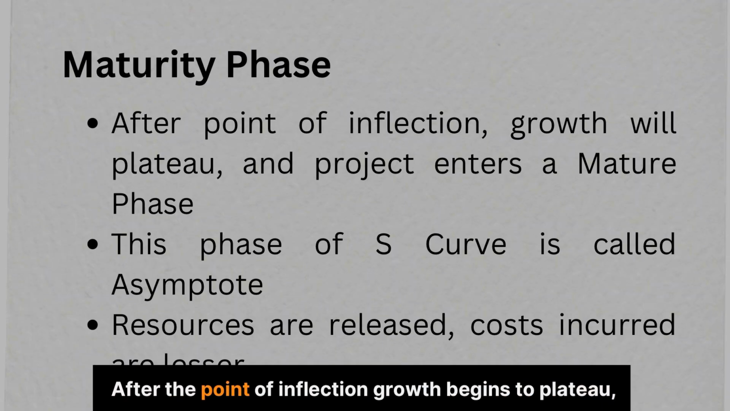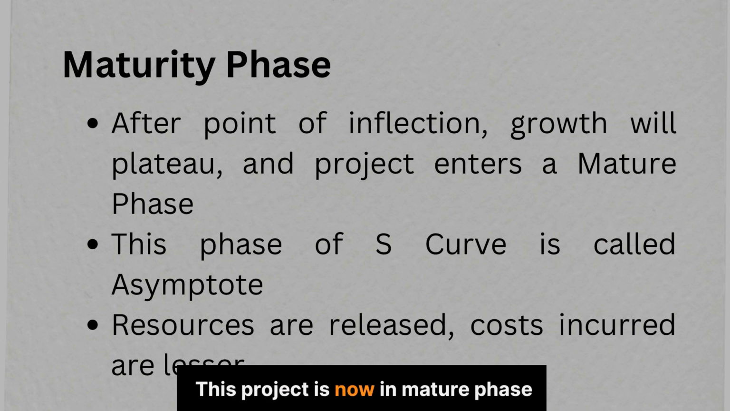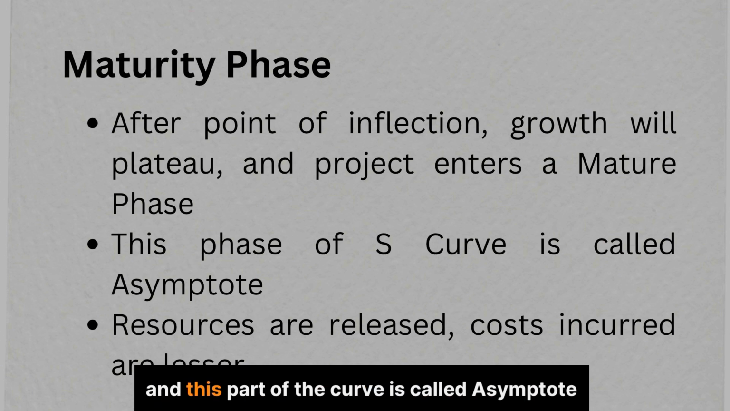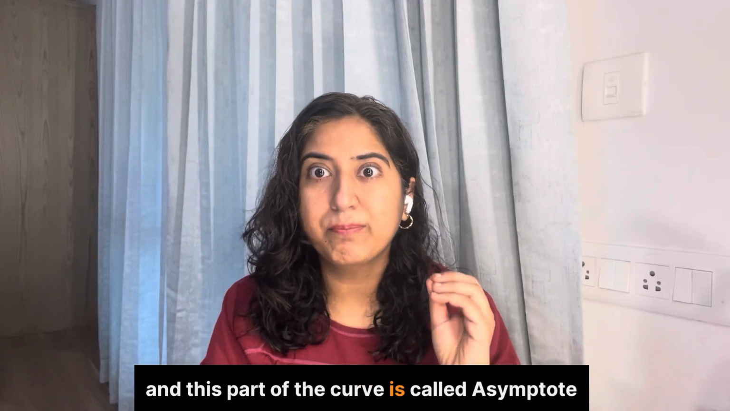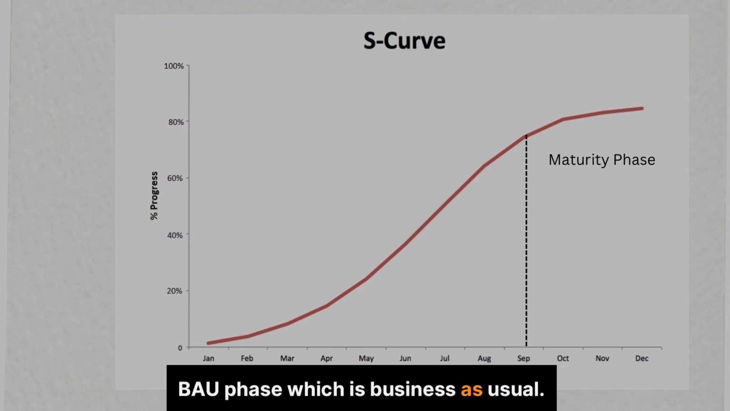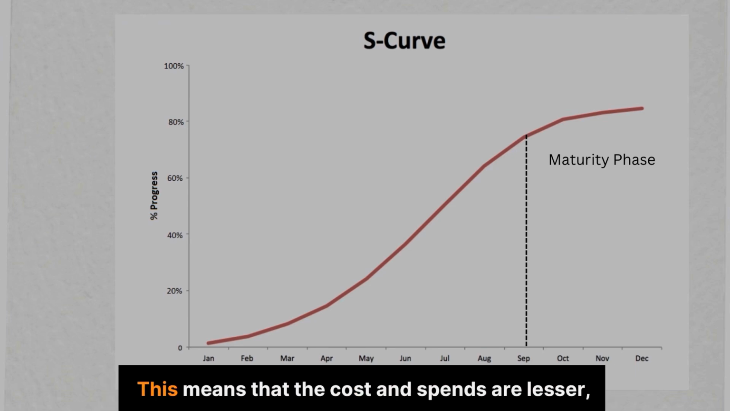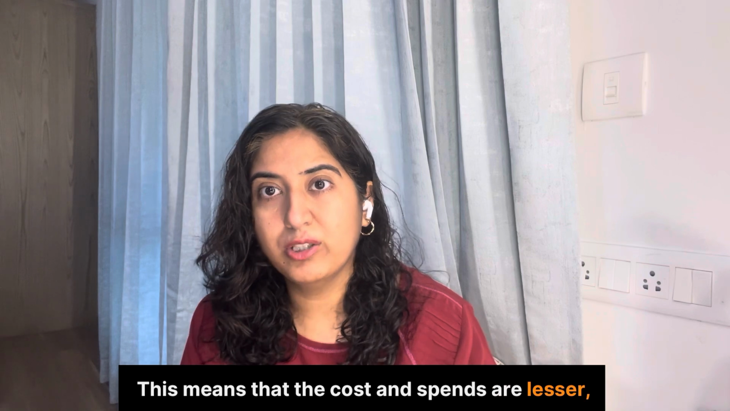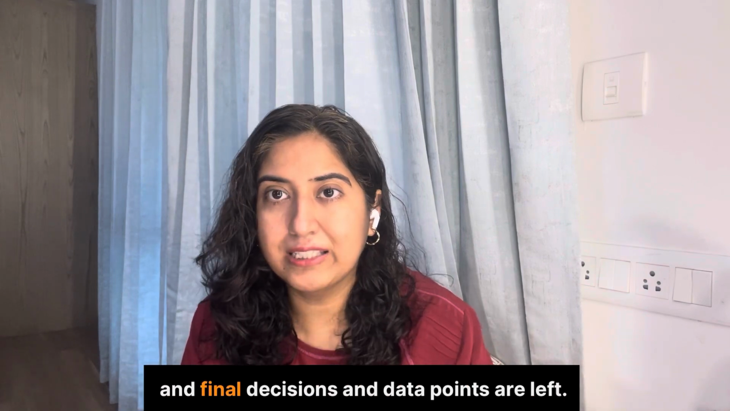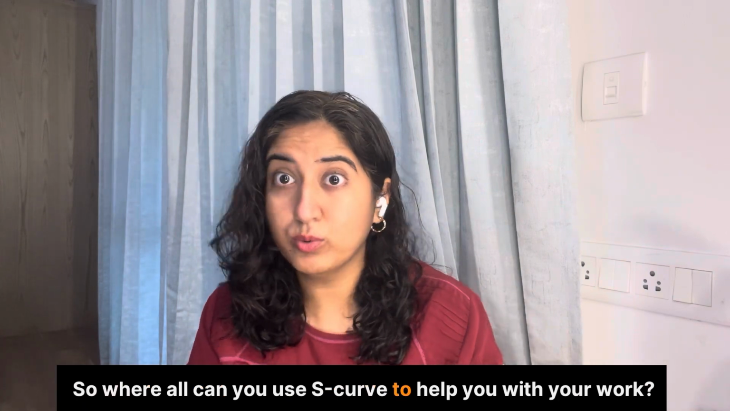After the point of inflection, growth begins to plateau, forming the upper part of the S. The project is now in the mature phase, and this part of the curve is called asymptote. At this point, the project is about to enter the BAU phase, which is business as usual. Okay, so the project is winding down, it is slowing down. This means that the costs incurred are lesser, many of the resources have moved on, and final decisions and data points are left.